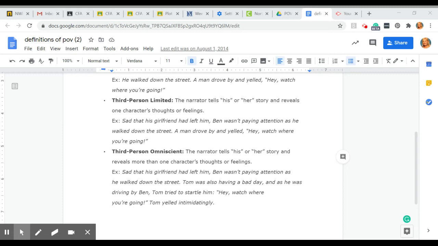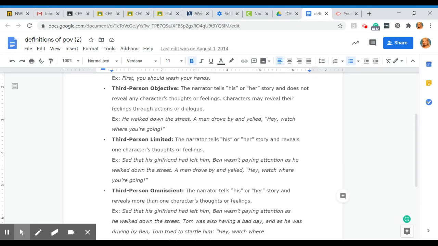Okay, so the example says, sad that his girlfriend had left him, Ben wasn't paying attention as he walked down the street. The man drove by and yelled, hey, watch where you're going. Okay, again, we don't know what this man is thinking, but we know that Ben was upset. It says that he was sad. He was sad that his girlfriend left him.